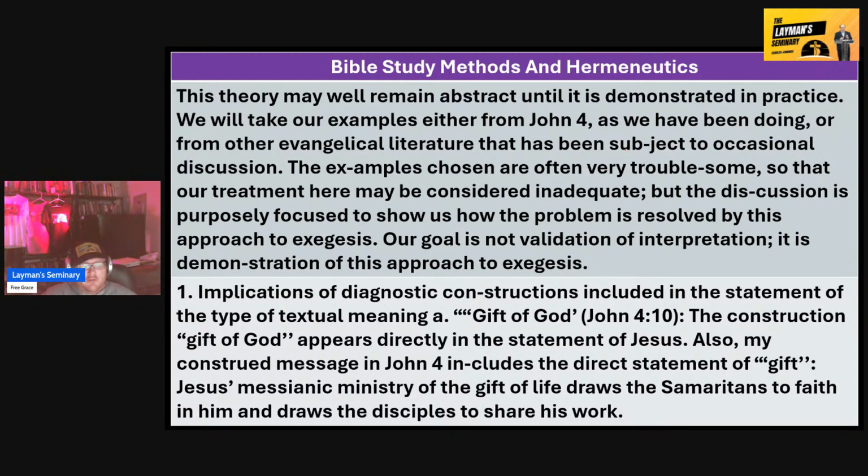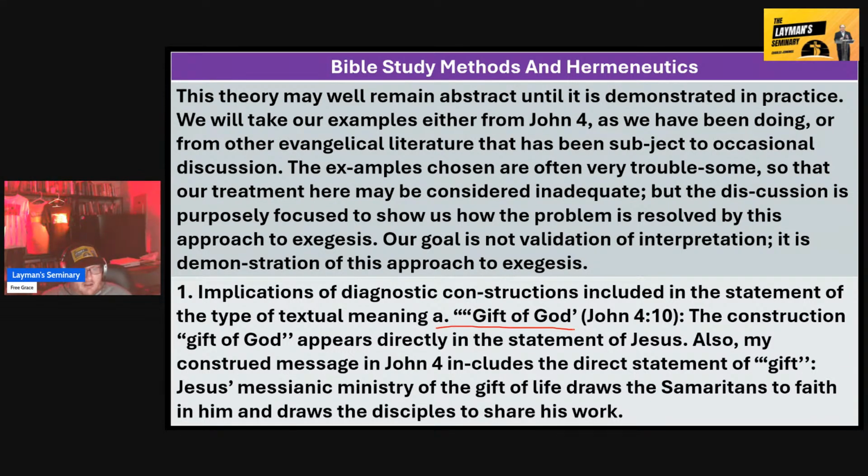We will take our example either from John 4, as we've been doing, or from other evangelical literature that has been subject to occasional discussion. The examples chosen are often very troublesome, so that our treatment here may be considered inadequate, but the discussion is purposely focused to show us how the problem is resolved by this approach to exegesis. Our goal is not validation of interpretation, it is demonstration of this approach to exegesis. Okay? 1. Implications of diagnostic constructions included in the statement of the type of textual meaning being a gift of God.